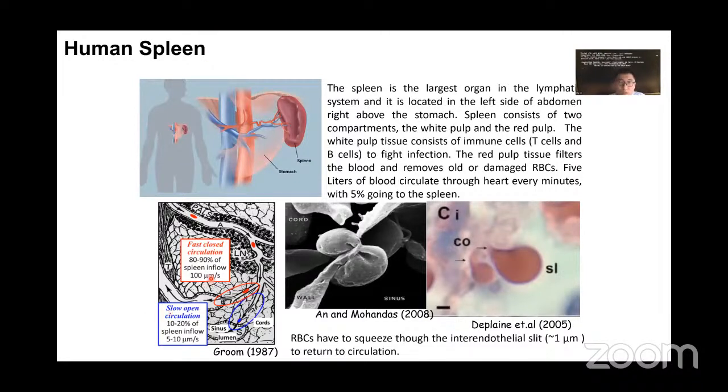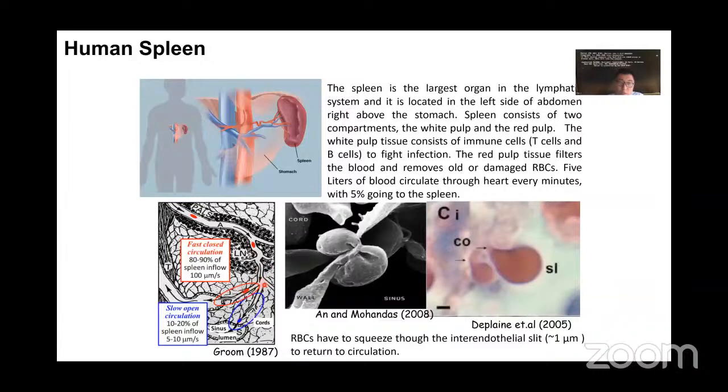So here is a sketch showing the structure of the human spleen. You can see that when blood flows into the spleen, it will first go through the white pulp, where the blood vessels are surrounded by immune cells, such as T cells and B cells, to remove all the pathogens, bacteria, and viruses in the blood. After the blood passes through the white pulp, it's going to flow into the red pulp.